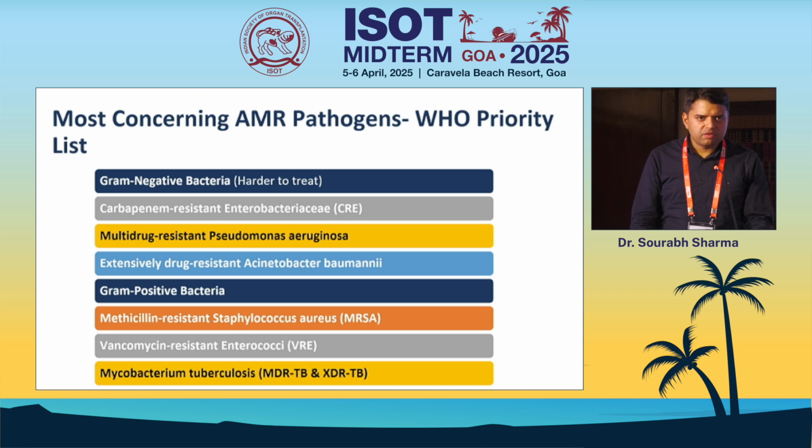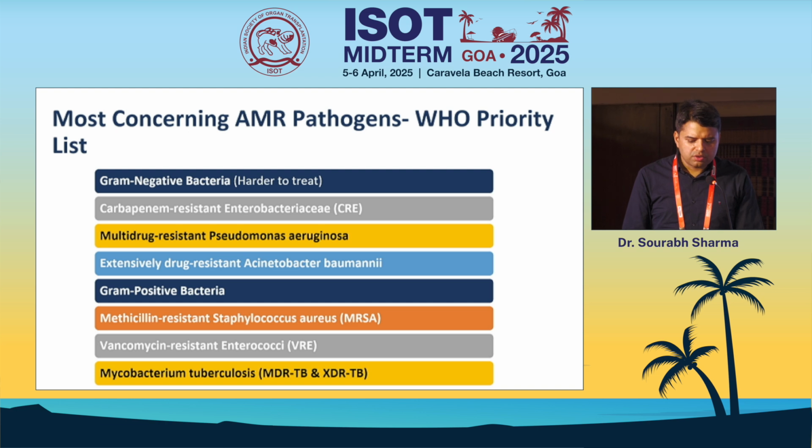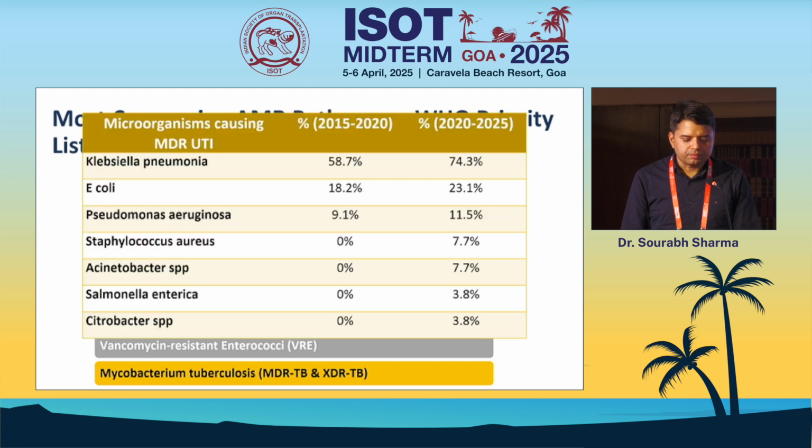So WHO has given a priority list. They have prioritized the most concerning AMR pathogens, and as per them, gram-negative bacteria are harder to treat, and they have prioritized them over gram-positive. In gram-negative, it's CRE, the carbapenem-resistant Enterobacteriaceae, then multi-drug-resistant Pseudomonas, and extensively drug-resistant Acinetobacter. These are the most prioritized infections. And in gram-positive, the most prioritized are MRSA, vancomycin-resistant enterococcus, and Mycobacterium tuberculosis.